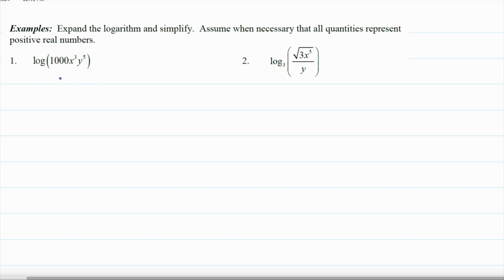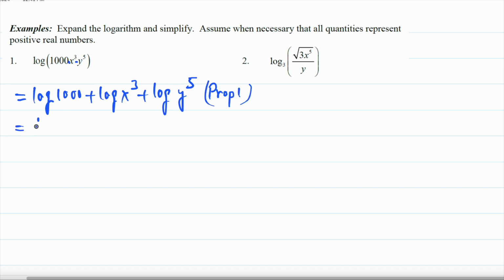The first problem is log of 1000 times x cubed times y power 5. So 1000, x cubed and y to the 5 are in multiplication, so you can write them as log of 1000 plus log of x power 3 plus log of y power 5. Which property did I use? I simply used property 1.